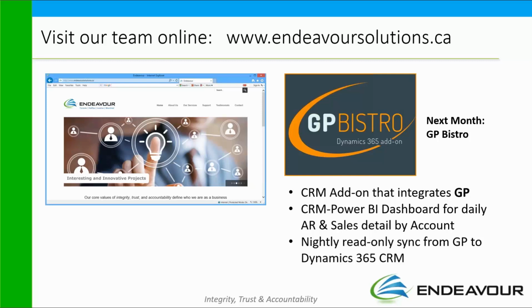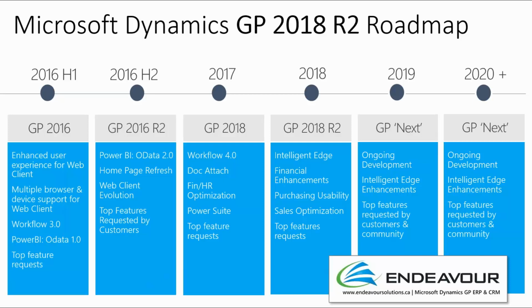Can't have a Dynamics GP webinar without talking about the roadmap. The latest roadmap has been released with GP 2018 R2. One of the key areas that Microsoft is focusing on, as is Endeavour, is complementing GP with different cloud-based products and being able to surround the core system with additional products to help your teams be that much more productive and bigger, better, and faster.